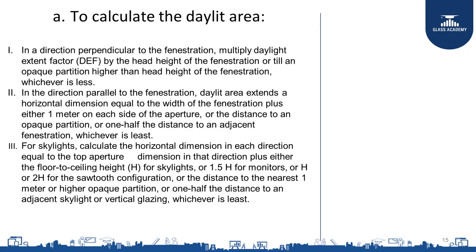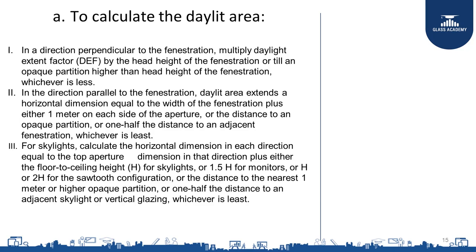In the direction perpendicular to the fenestration, multiply the daylight extent factor by the head height of the fenestration, or till an opaque partition higher than the head height of the fenestration, whichever is less. In the direction parallel to the fenestration, the daylight area extends a horizontal dimension equal to the width of the fenestration plus either 1 meter on each side of the aperture, or the distance to an opaque partition, or 1/2 the distance to an adjacent fenestration, whichever is less.